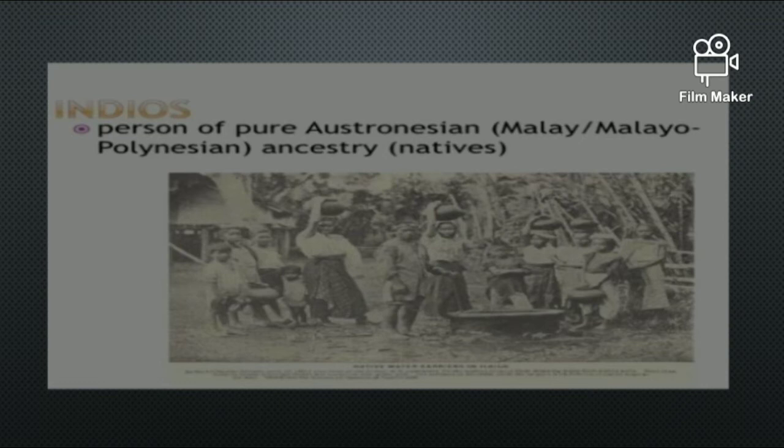Lastly is Indios. Indios are persons of pure Austronesian, Malay or Malayo-Polynesian ancestry, or natives.